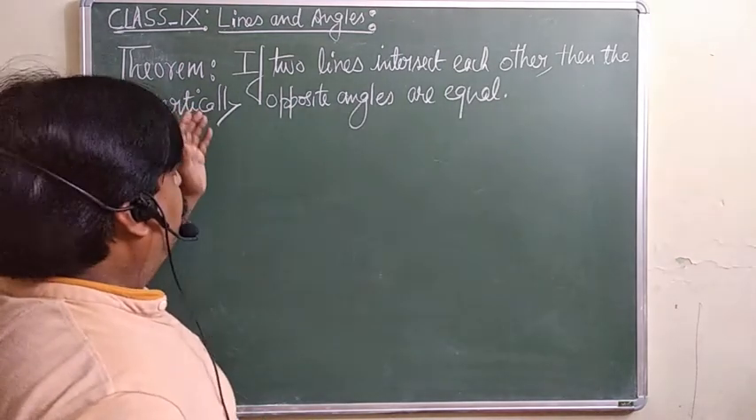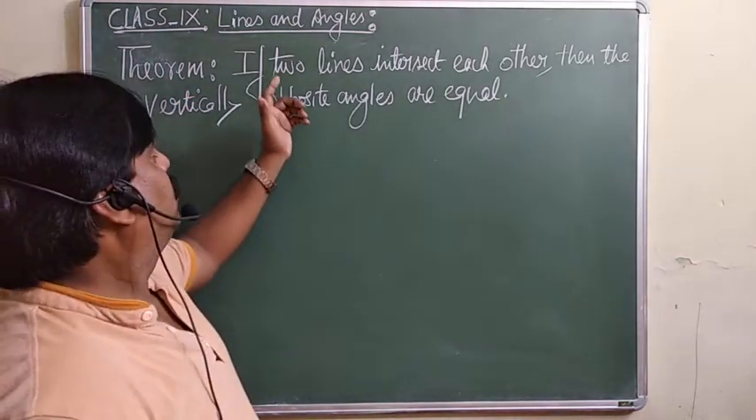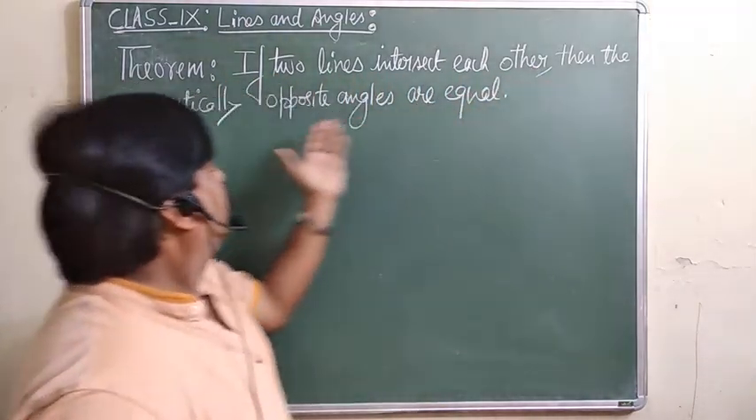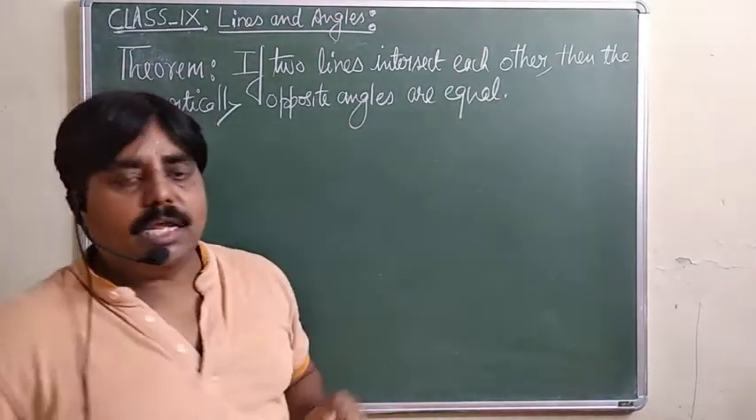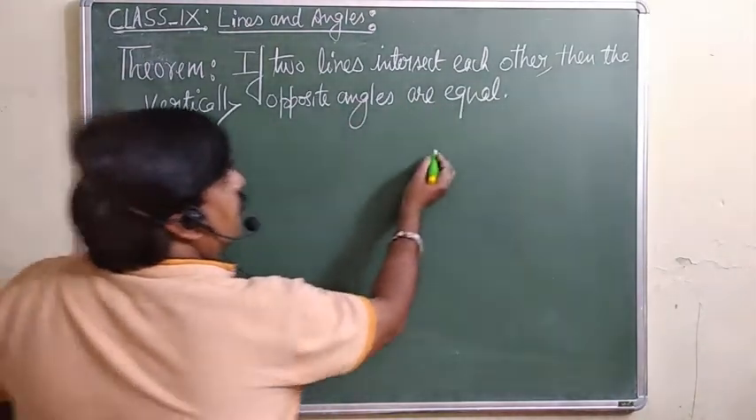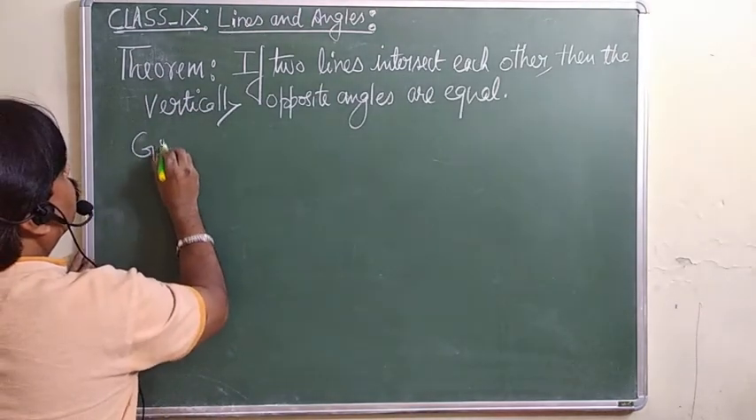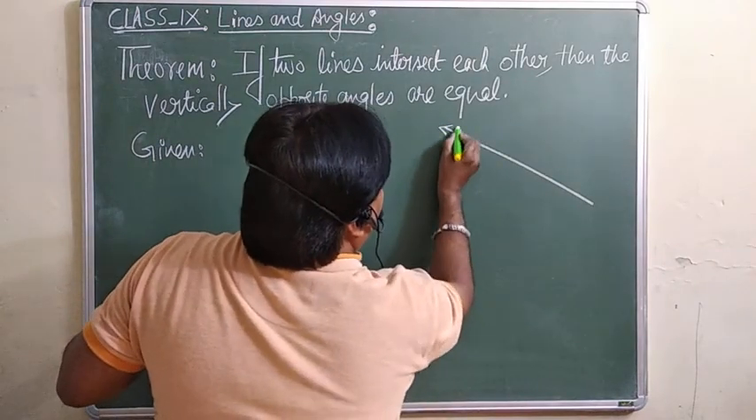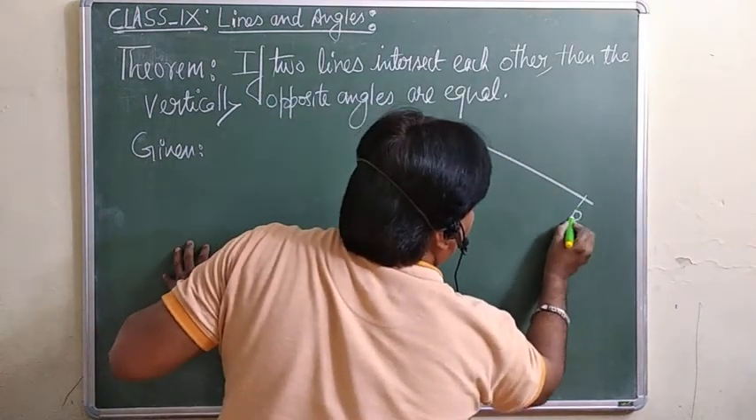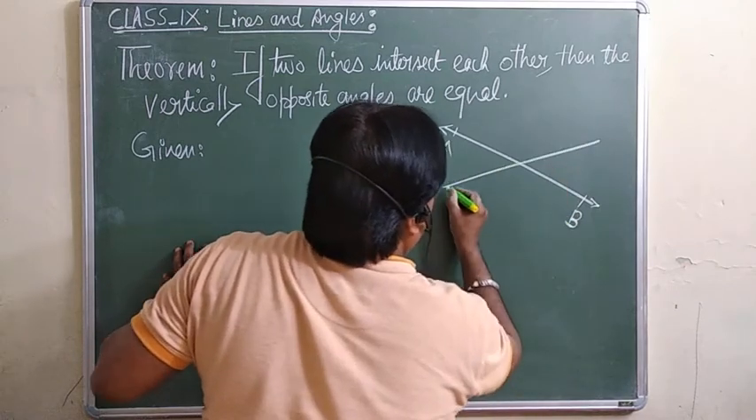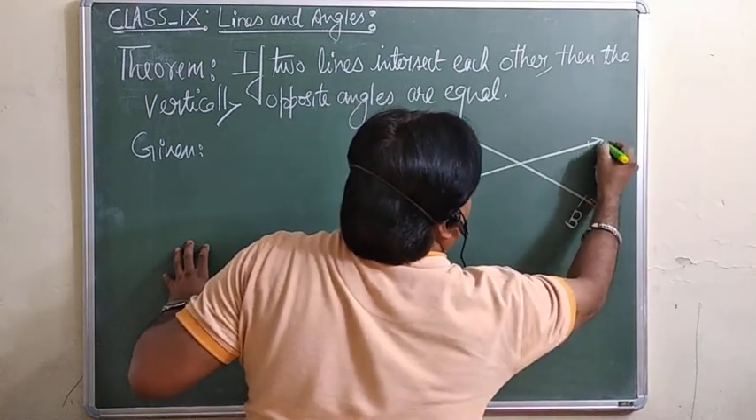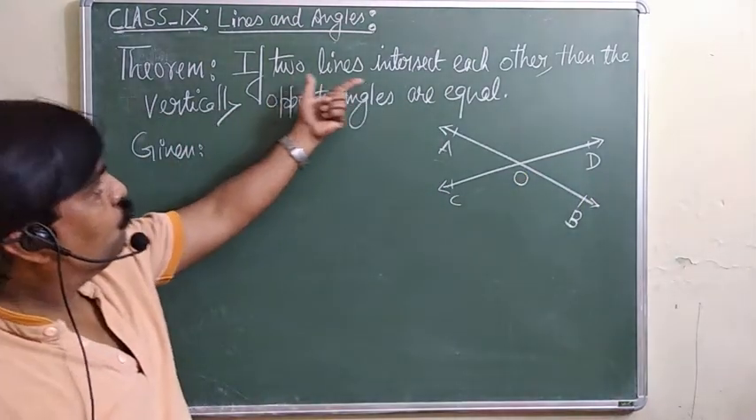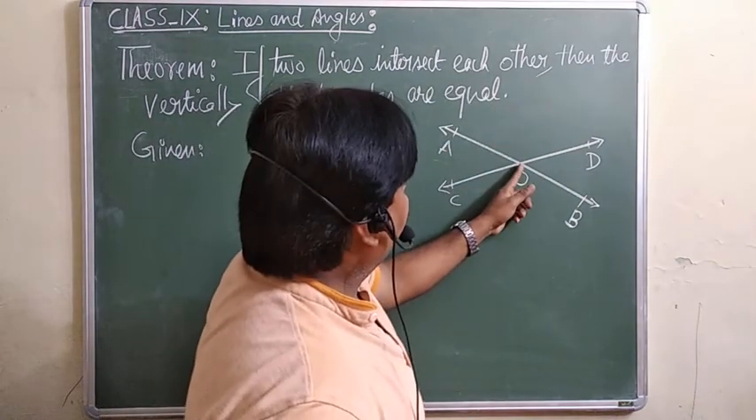Okay, now we are going to discuss the theorem. The theorem is: if two lines intersect each other, then the vertically opposite angles are equal. So the information given here is two lines, you can take AB and CD. They are intersecting at the point O. So if two lines intersect each other, then their vertically opposite angles are equal.